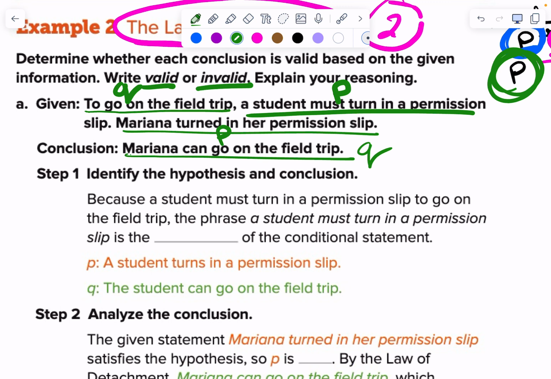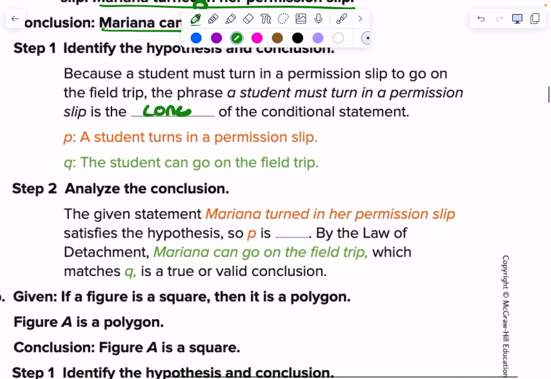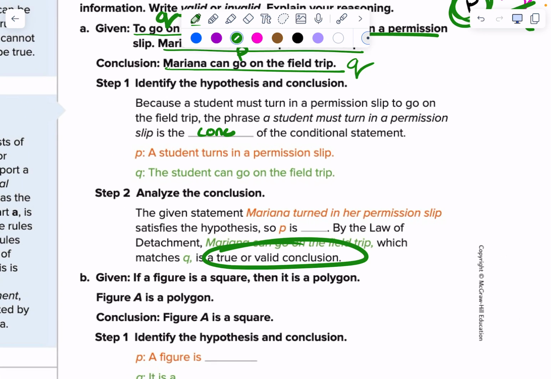The phrase, a student must turn in a permission slip, is the conclusion of the conditional statement. So analyze it. It is a true, valid conclusion. Circle that. Got it? Okay, let's see if we can figure this next one out.